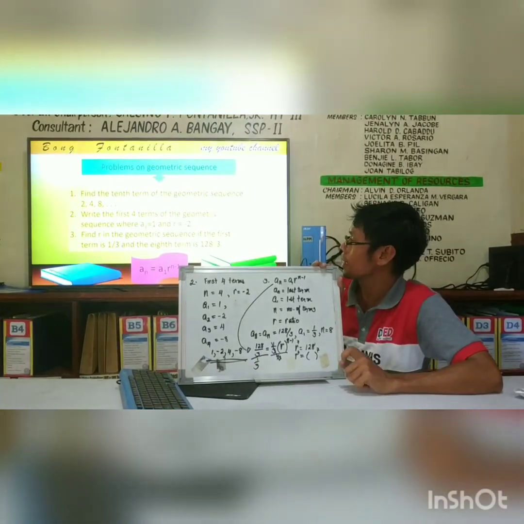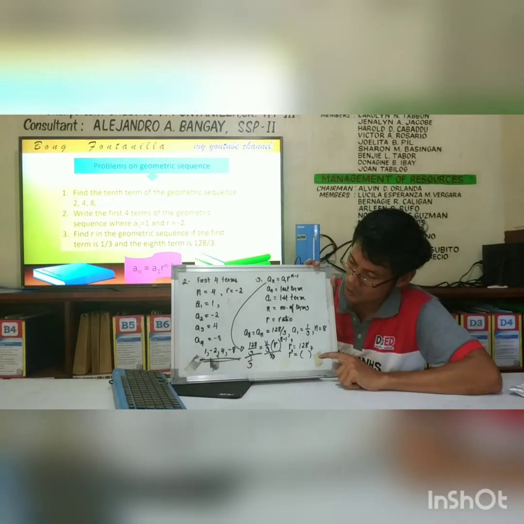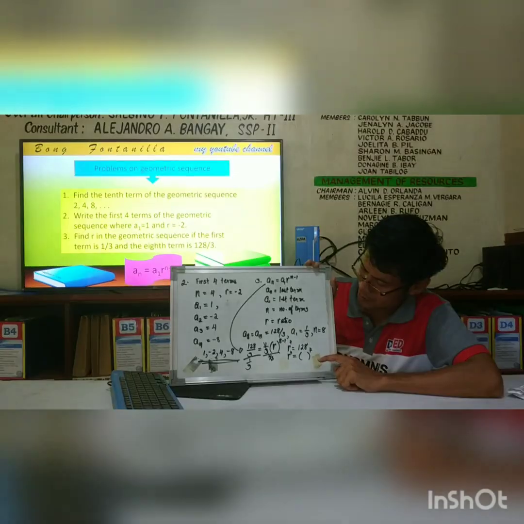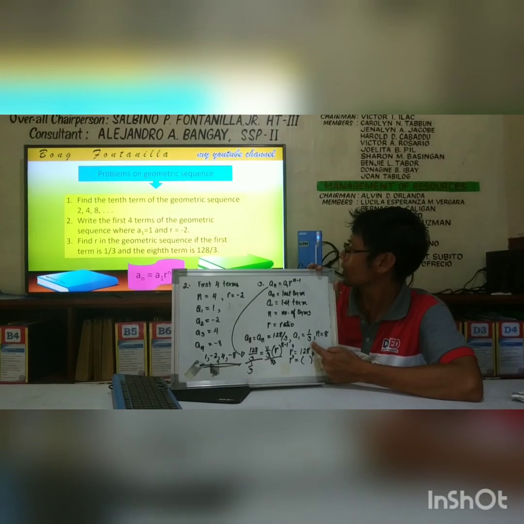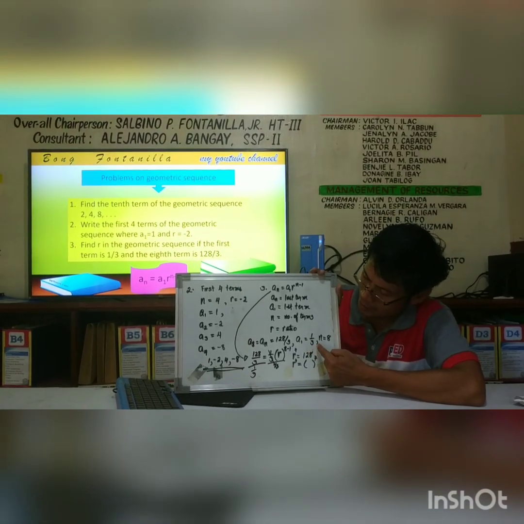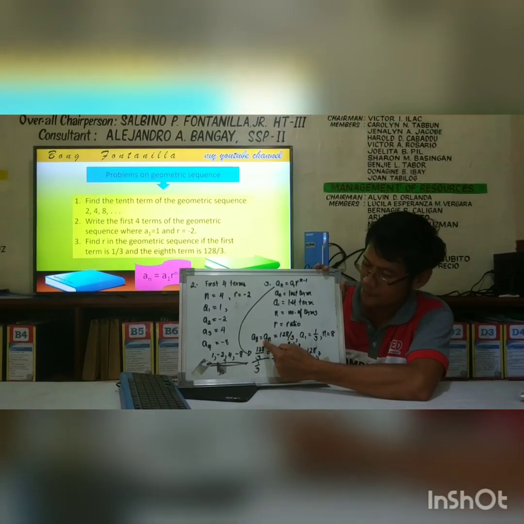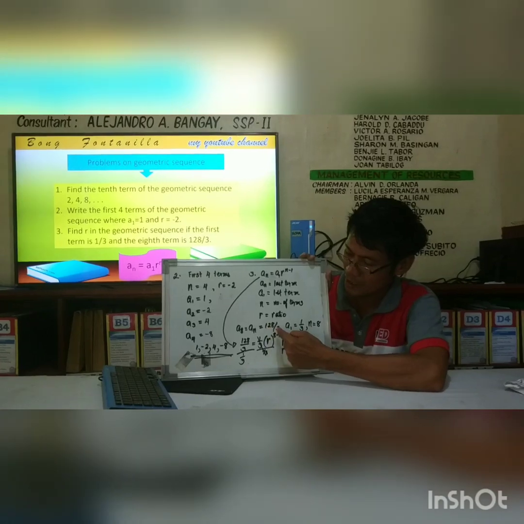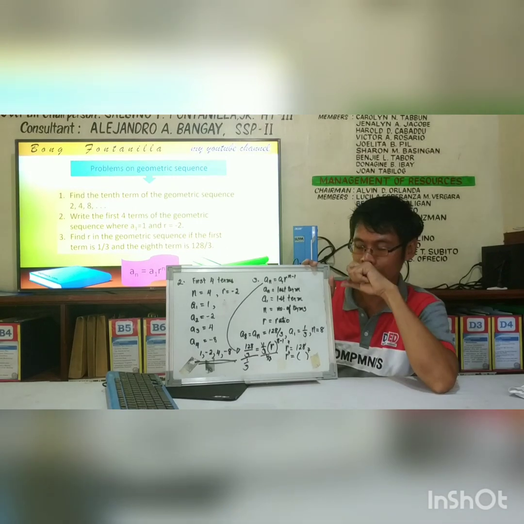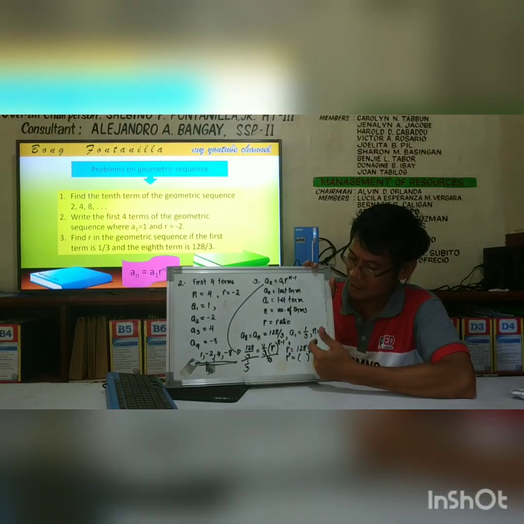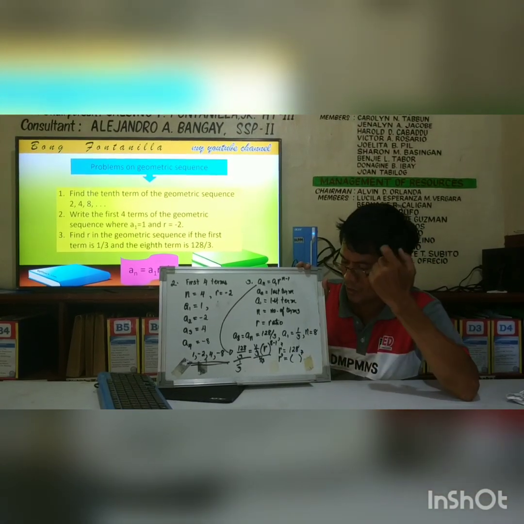Basing from the problem, let us try to consider the given. What are the given there? It says, find r in the geometric sequence if the first term is 1/3. So our first term, a sub 1, is 1/3. And the 8th term is 128/3. So our 8th term, a sub 8, which is now the last term, is equal to 128/3. Then we will be finding for the r. Since there are 8 terms, therefore our n is also 8. We should take note of that.